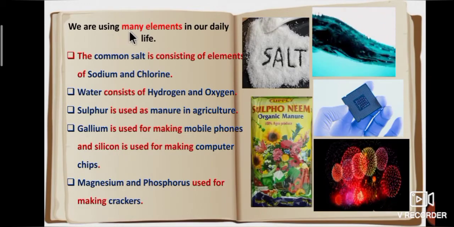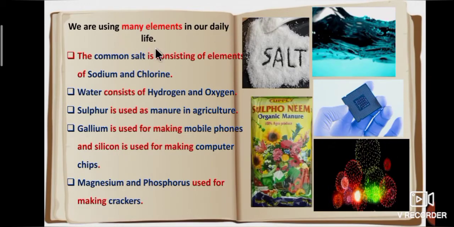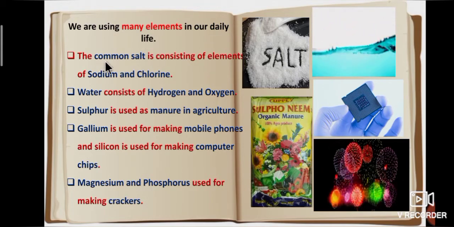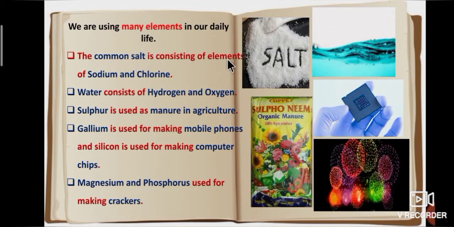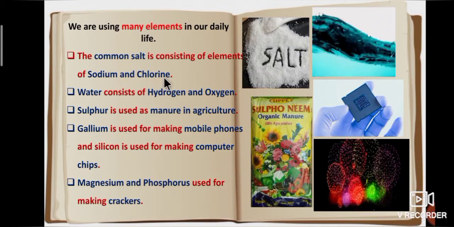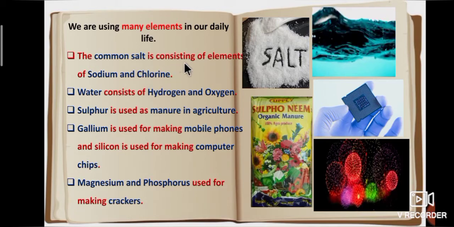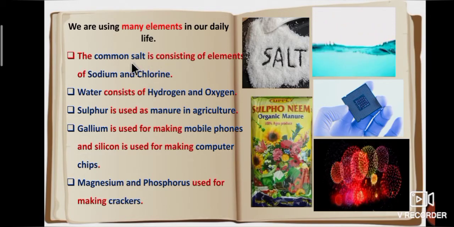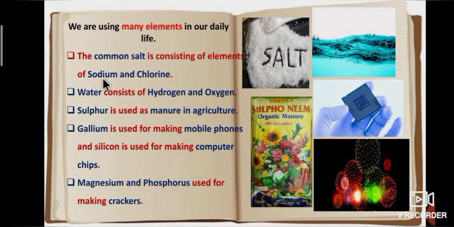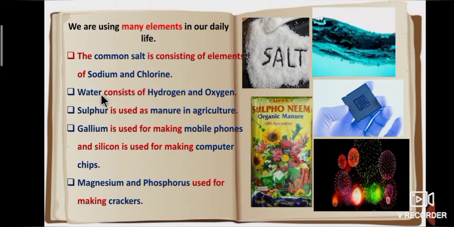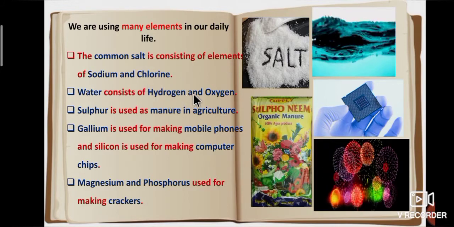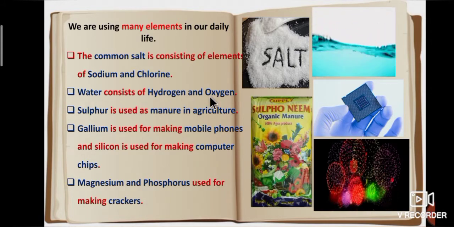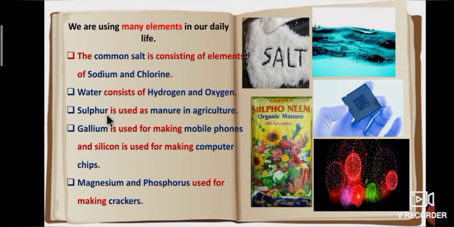We are using many elements in our daily life. The common salt consists of the elements sodium and chlorine. That is sodium chloride. We are using sodium chloride as common salt. Water consists of hydrogen and oxygen, H2O.